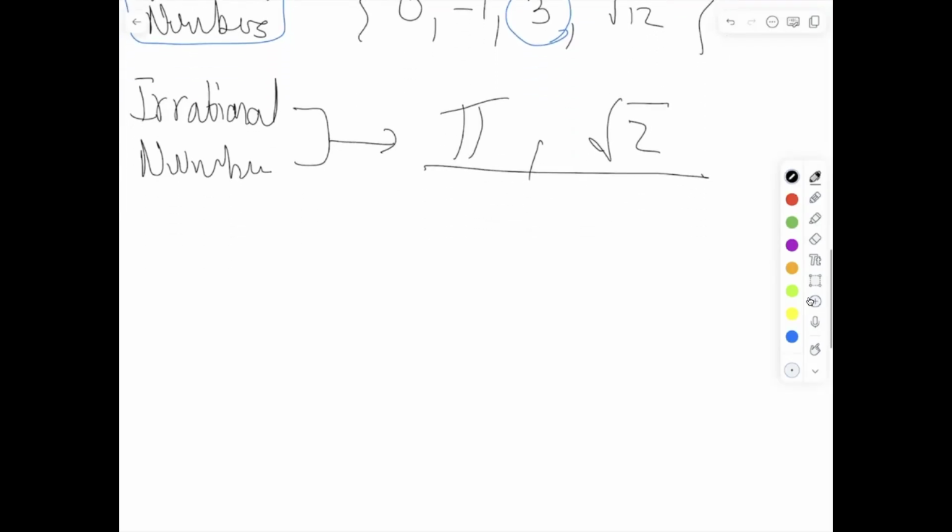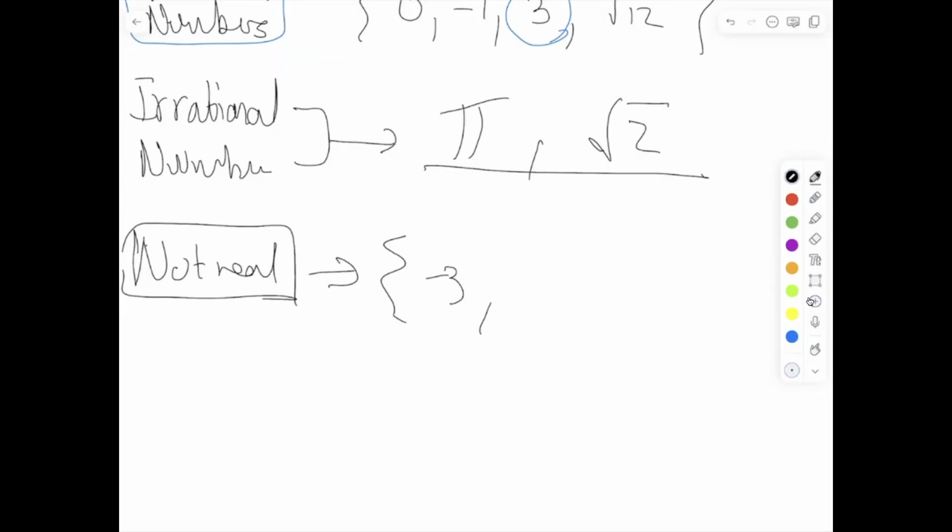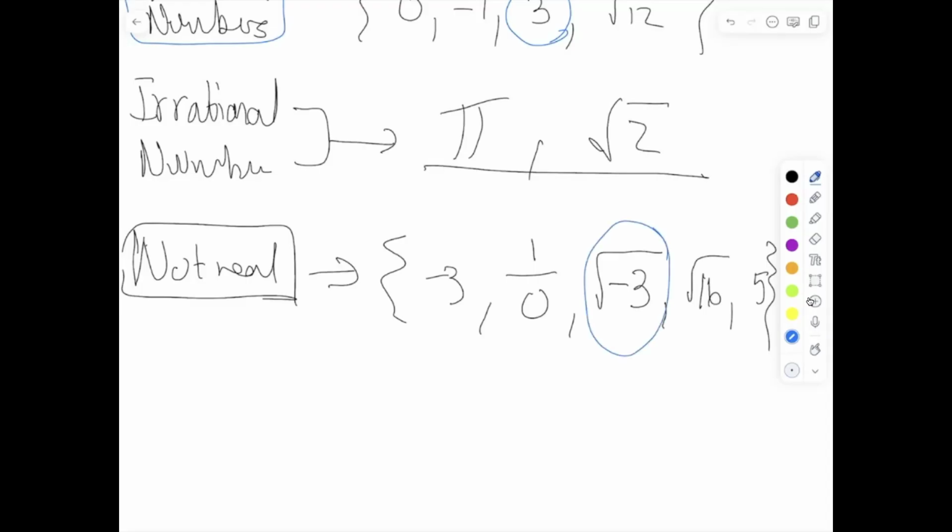Which one is not real? Square root of -1. Square root of -3. Yes, the square root of -3. 1/0. Which one is not real? The square root of -3. Okay.